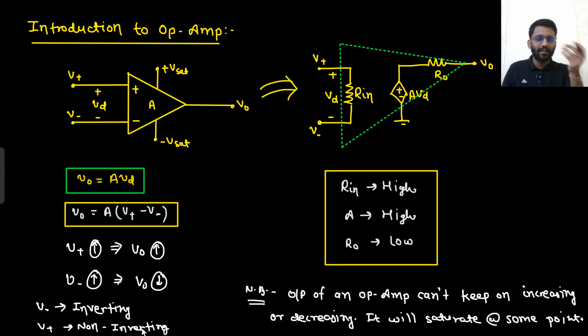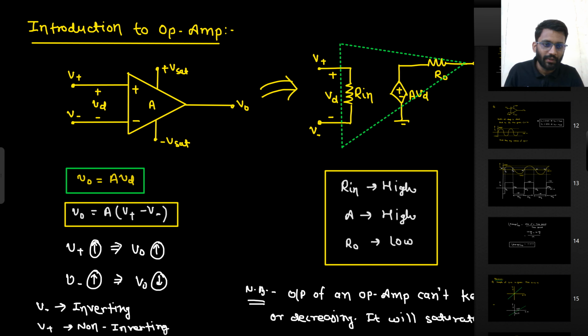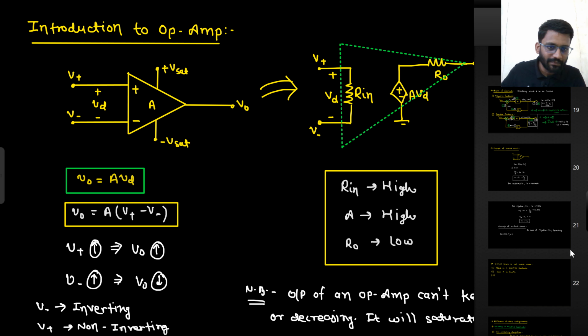Why is it non-inverting? Because it is positive. Invert means changing the sign. So negative can change the sign, but positive cannot change the sign. So V positive is called non-inverting and V negative is called inverting.